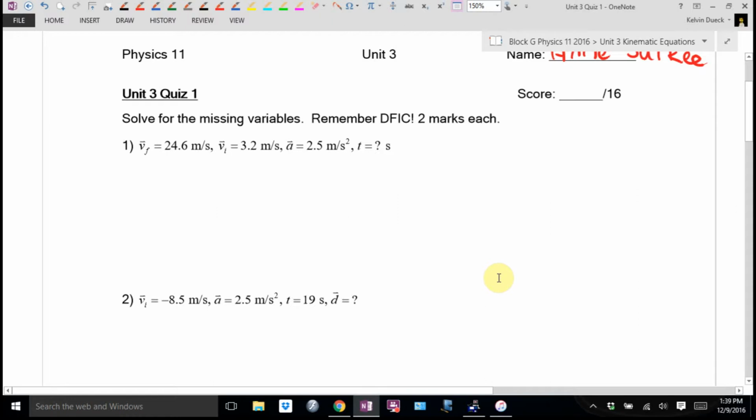Number one, first thing I do is I write down the equation. I think the one we're going to use here is VF equals VI plus AT. I want to get the T by itself. Well, the VF is what's going to drop down like a domino. I do my adding and subtracting next. I would minus VI. I would divide by A. That's going to give me T.